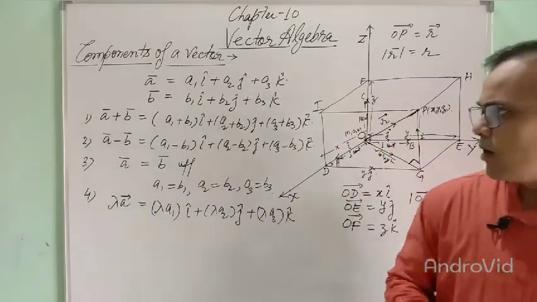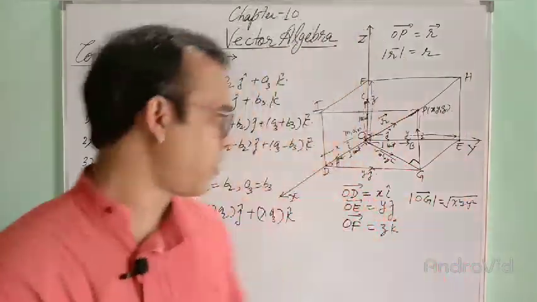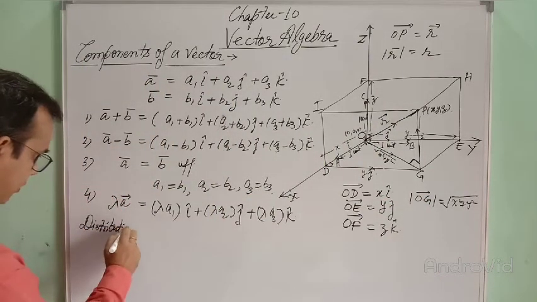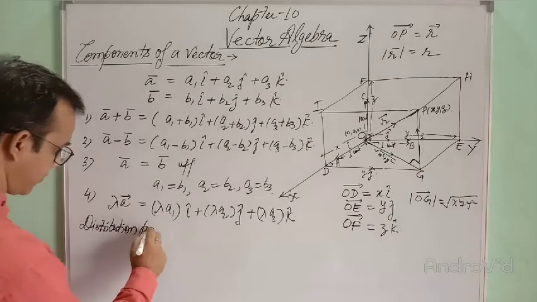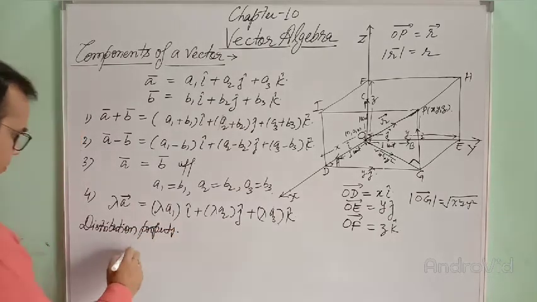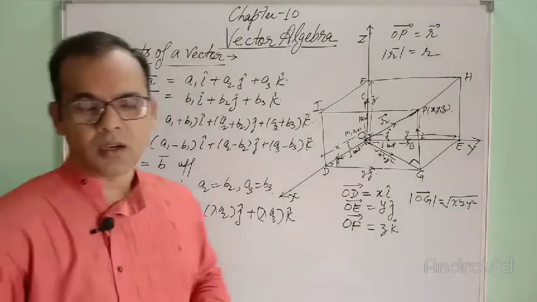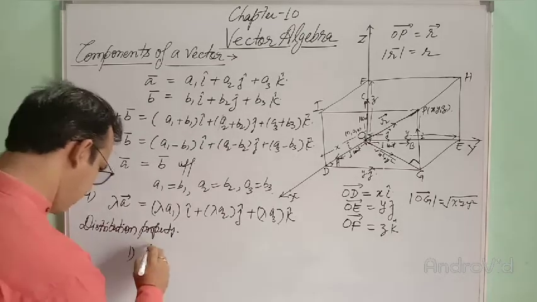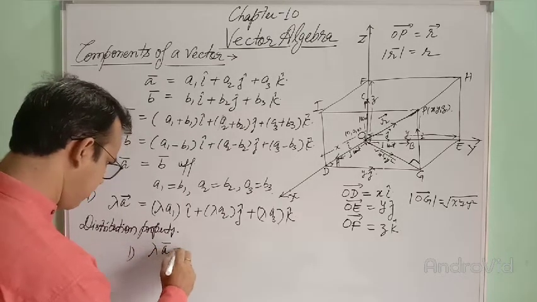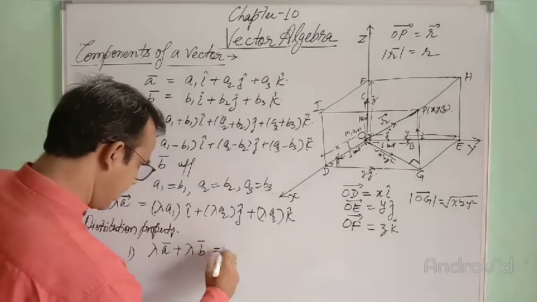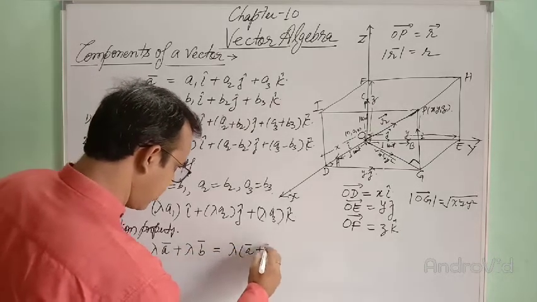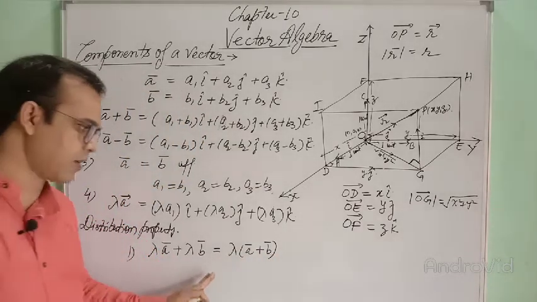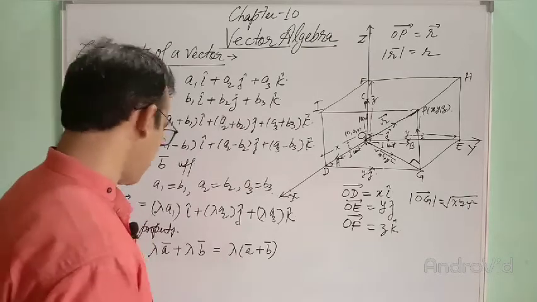Okay, now let's discuss some distribution properties related to these components. So now suppose there are two scalars lambda and mu. So for the first property, suppose we want to write lambda a vector plus lambda b vector, then lambda may be taken common, and this will be the result.